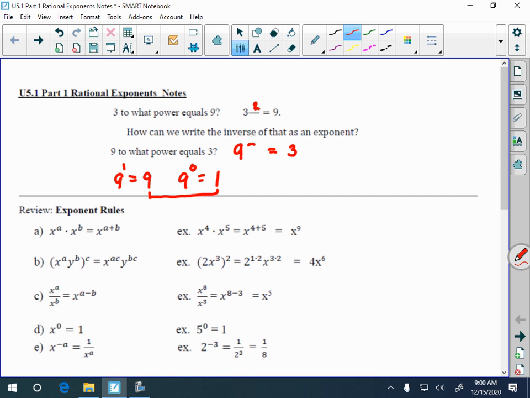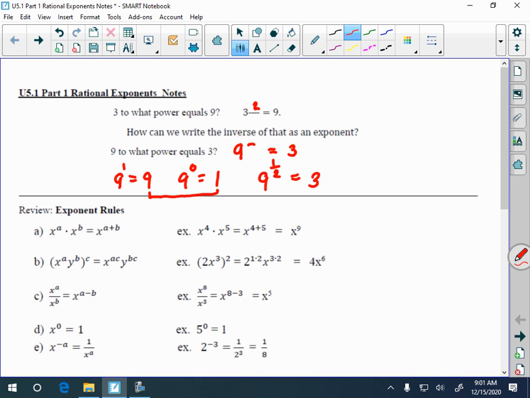So now we could just start practicing and guessing what number could we put in between 0 and 1 that would get us 3. Well, by plugging in some fractions or decimals, we can see that 9 to the 1/2 power is equal to 3. All right, so that's our fractional exponent. 9 to the half is equal to 3.